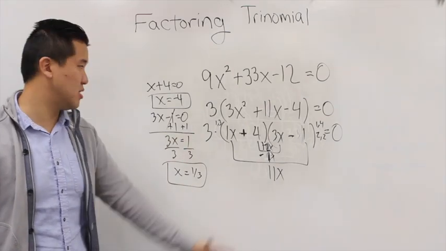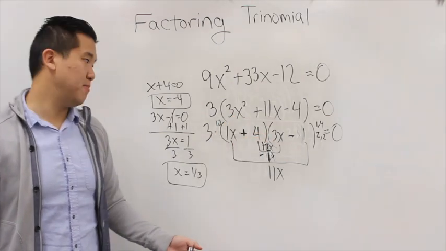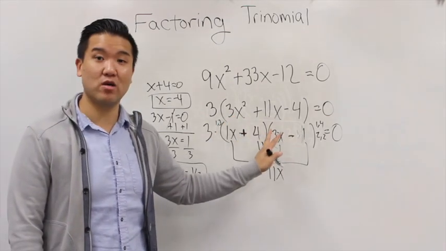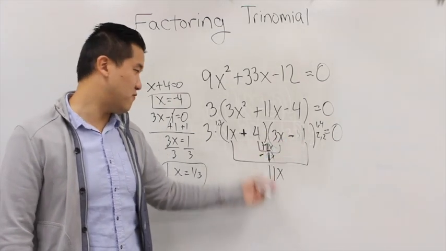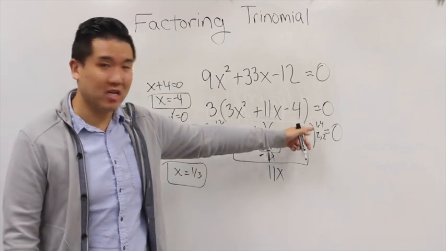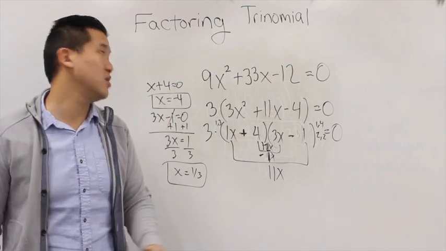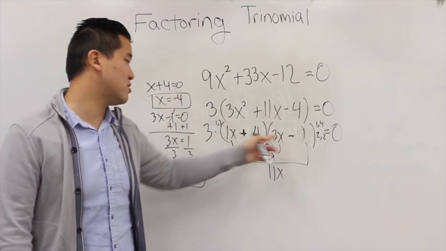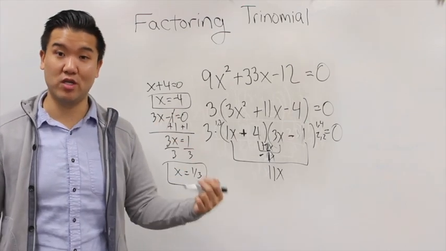This is a hard problem because the a value is not 1. So we have to test multiple ways. Make sure if you try 1 and 4, if that doesn't work, you also flip it because you can multiply 4 times 3. It changes the value of it. So even though there's only 2 combinations here, there's technically 4 because we also have to check the flip. So be careful there. And then once you have your factors, we set each factor equal to 0, we get our answers, we solve it, and we're good to go.